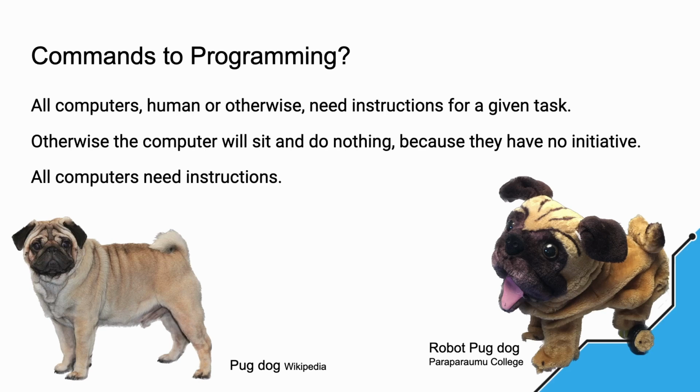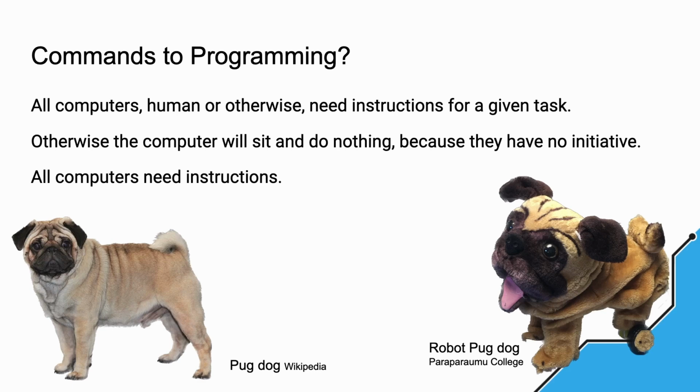So what a program does is it tells the computer what to do. So essentially all computers, human or otherwise, they need instructions for a given task. And the command line is one way of giving the computer instructions. Because if you don't, the computer will literally sit there and do nothing because they have no initiative.